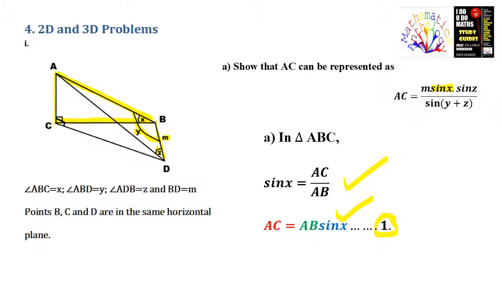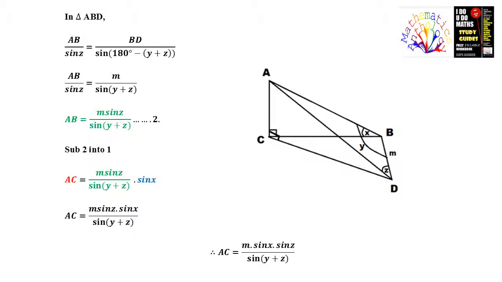Okay, let's go on. In the second triangle now, in triangle ABD, I'm choosing triangle ABD because there's a lot of information in triangle ABD, and also side AB links my first equation to what I'm doing now. So in triangle ABD, I can see that it's not a 90-degree triangle, so I can only use the sine rule or the cosine rule. I can't use SOHCAHTOA.